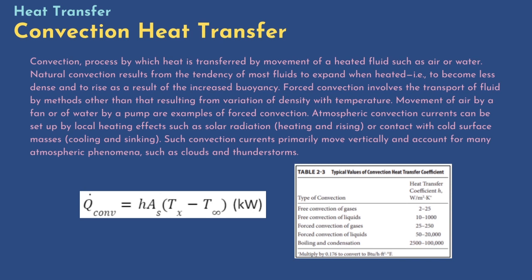Atmospheric convection currents can be set up by local heating effects such as solar radiation or contact with cold surface masses. Such convection currents primarily move vertically and account for many atmospheric phenomena such as clouds and thunderstorms. Convection heat transfer can be expressed by the equation: Q convection equals h, the heat transfer coefficient, multiplied by A sub s, times the quantity T sub s minus T infinity.